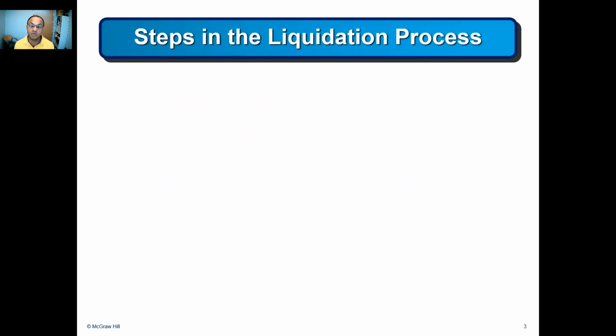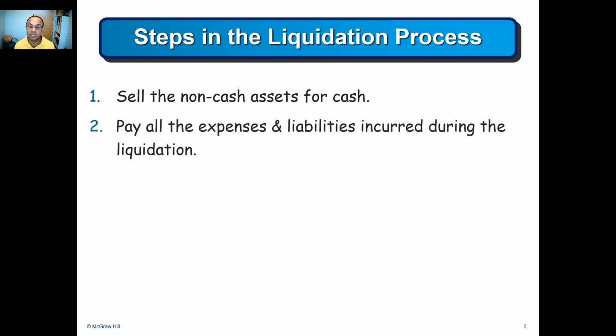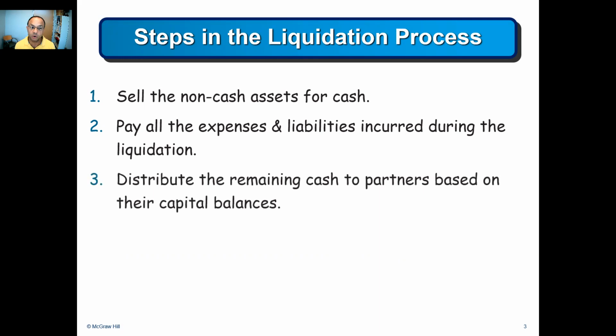First of all, when we liquidate a partnership, we have to sell all the non-cash assets like inventory, accounts receivable, property, plant, and equipment. All the non-cash assets should be converted into cash. Then we pay all the expenses and the liabilities that might happen during the liquidation time. We pay all the creditors. And finally, whatever is remaining, we give it to the partners.